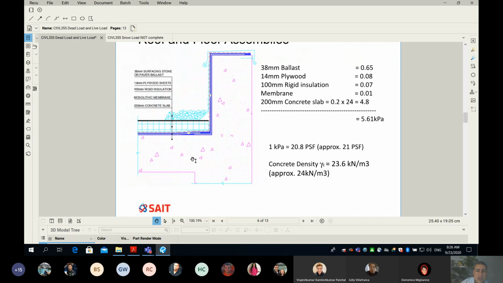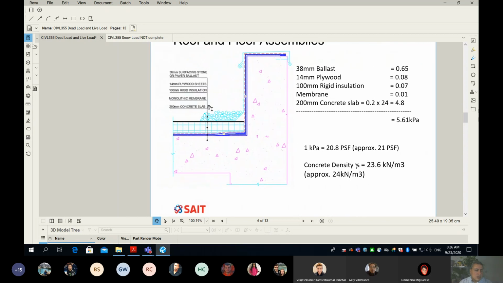So I have a roof which has a concrete slab. Then there is a membrane that wraps around your concrete and the parapet. On top of that, we have rigid insulation. And then on top of that, we have plywood sheeting. And then finally, you have some gravel on top of that.